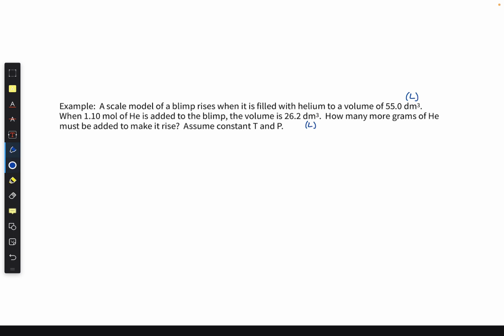When 1.1 moles of helium is added to the blimp, the volume is 26.2 cubic decimeters. How many more grams of helium must be added to make it rise? We're assuming constant temperature and pressure. So, if we look at what's given in this problem, we start off with a volume. Even though the unit's a little odd, we are still given a volume.